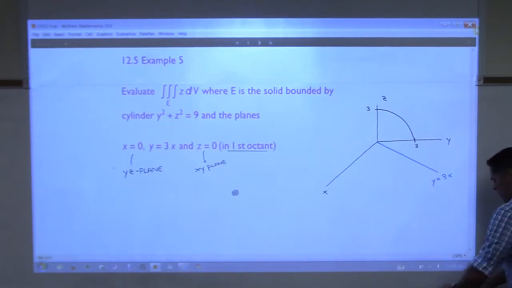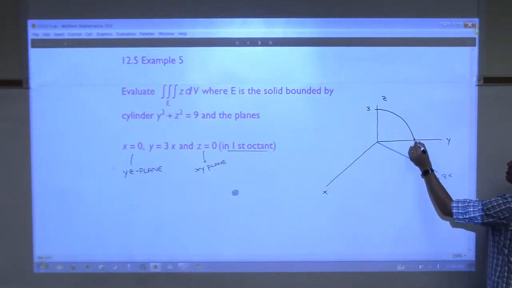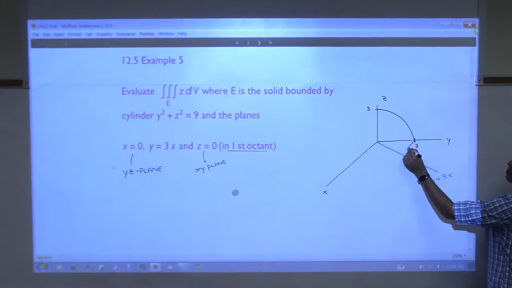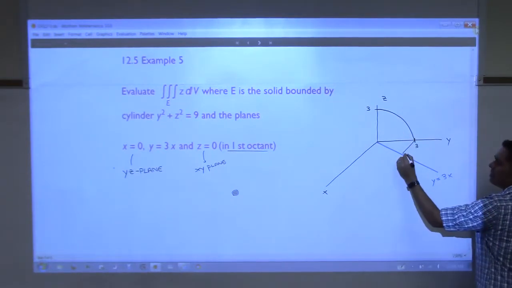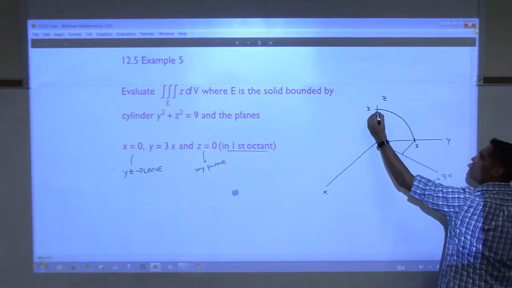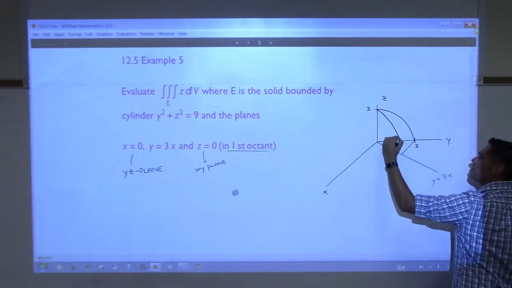And then my cylinder would have continued this way, right? Parallel to the x-axis, would have come out this way. But that's going to get cut off right there. And then I'm going to have this, I don't know, all I'm thinking of is a slice of bundt cake.